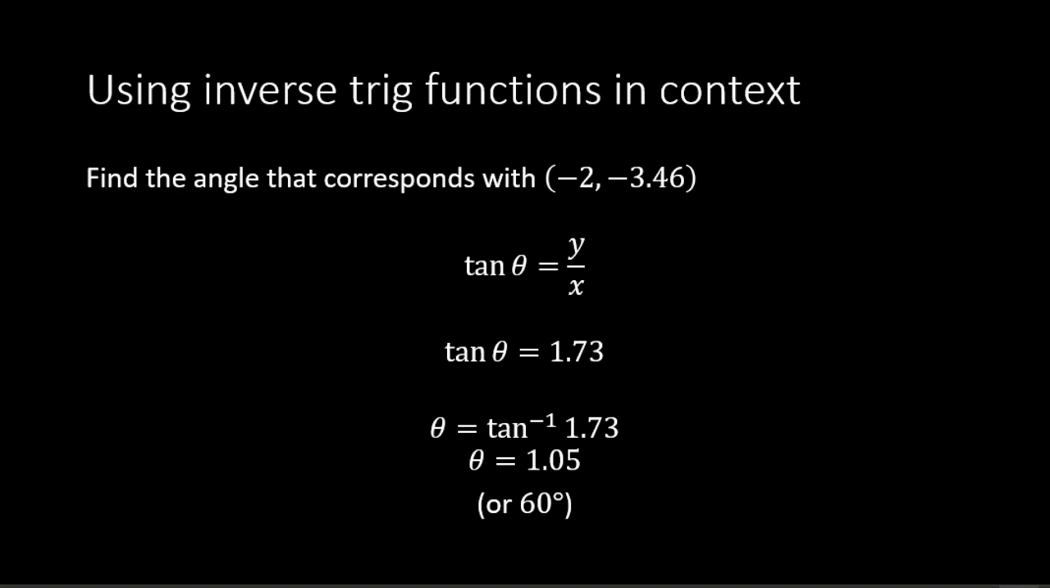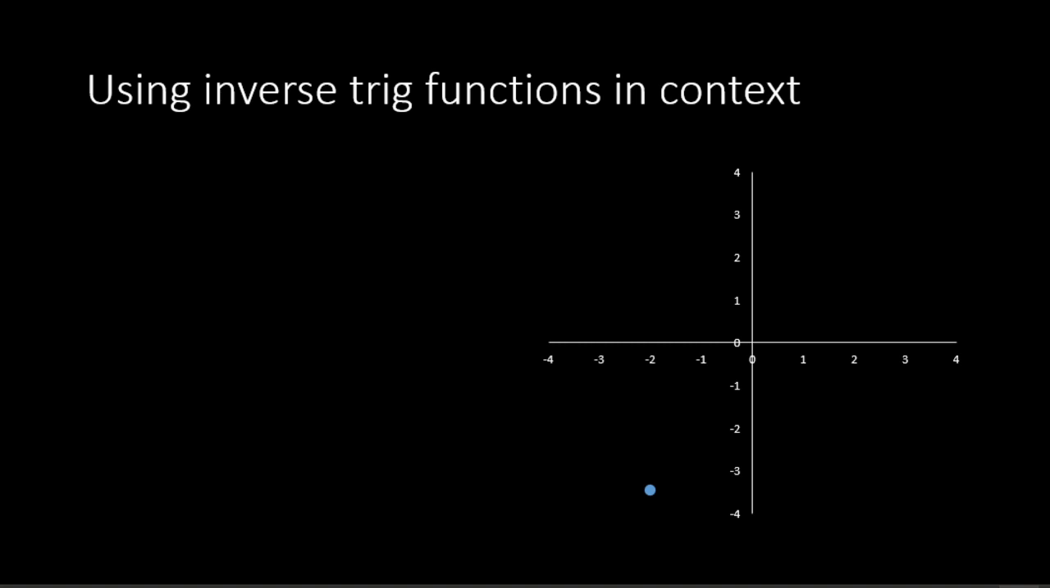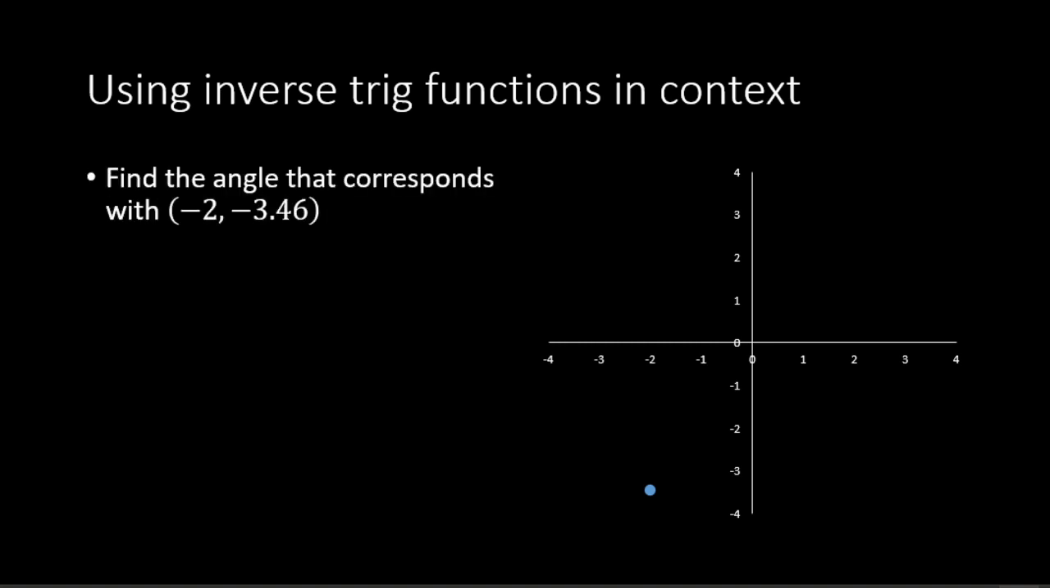We want to find the angle, so we use the inverse tangent of 1.73. The inverse tangent of our ratio gives us our angle, 1.05, which, since you guys probably don't think in radians, is about 60 degrees. Looking at the actual picture, where we're supposed to find the angle that corresponds with this point, we actually draw the terminal side of our angle, and we note there is no way this is 60 degrees, because we're supposed to measure our angles from the positive x-axis. 60 degrees is this angle right here. So we have not, in fact, found the correct angle in context.